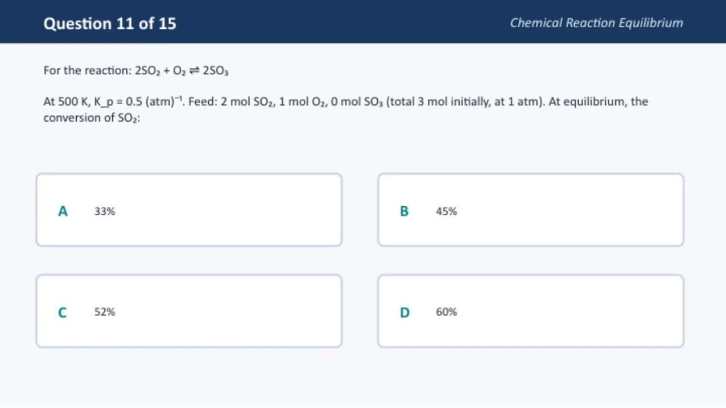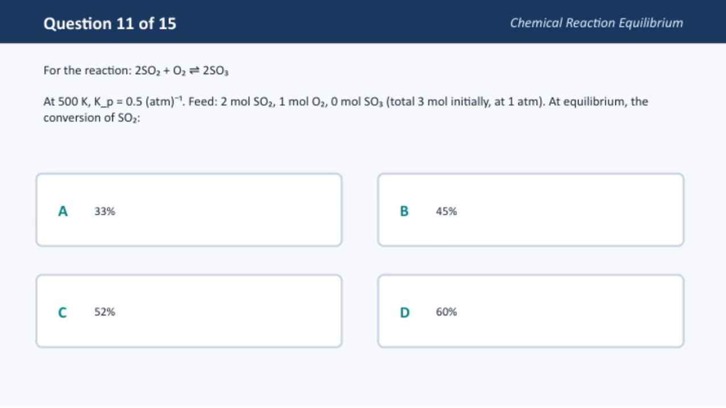Let's look at this chemical equilibrium problem together. We start with a reaction involving sulfur dioxide and oxygen forming sulfur trioxide. At 500 Kelvin, the equilibrium constant is given as 0.5 per atmosphere. Our initial feed has 2 moles of SO2, 1 mole of O2, and no SO3, all at a total pressure of 1 atmosphere. The question asks us to find the conversion of SO2 once the system reaches equilibrium.